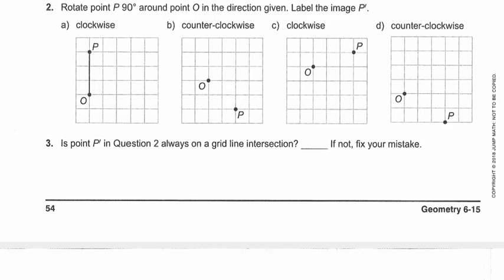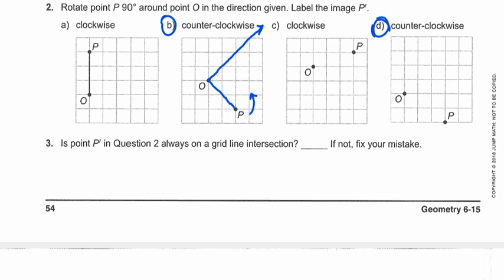Okay, question 2, page 54 says rotate point P 90 degrees around point O in the given direction. Label the image P prime. So I'm going to do B and D for you. Starting with B, here is O and P. You can think of it as here's a line going out from O to P. And it says to go counterclockwise. So I'm going to go this direction. And I know that if I line up my triangle here, it's going to come out this way, right? And then I would draw my ray and make it longer.